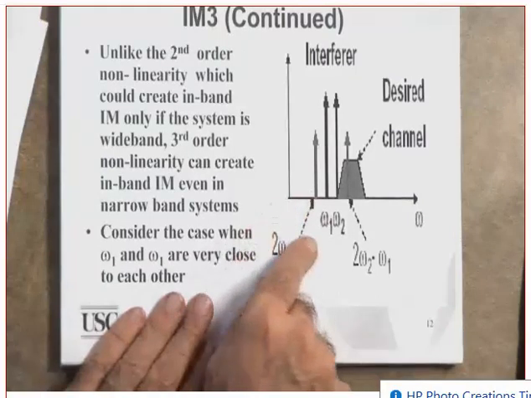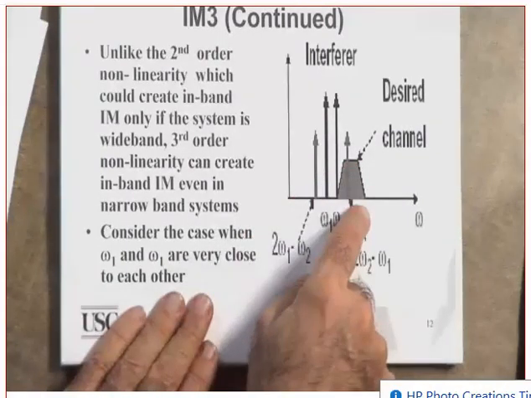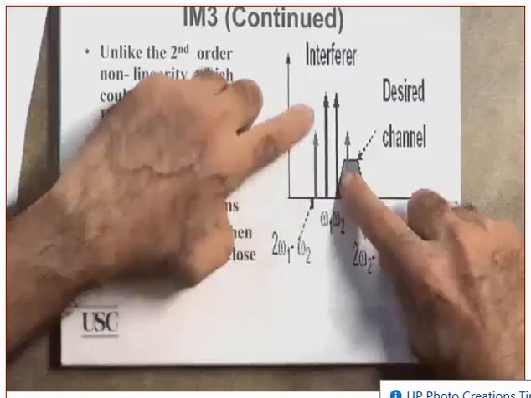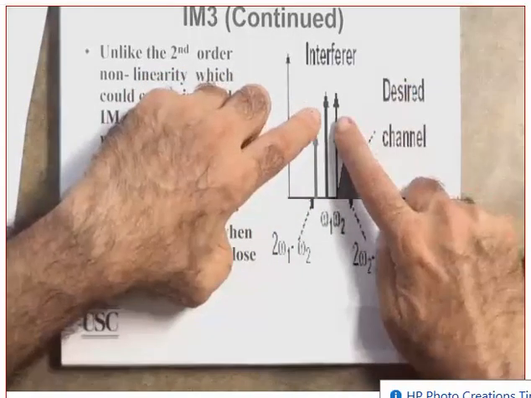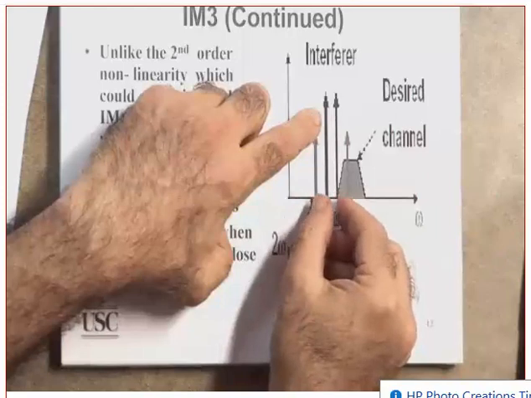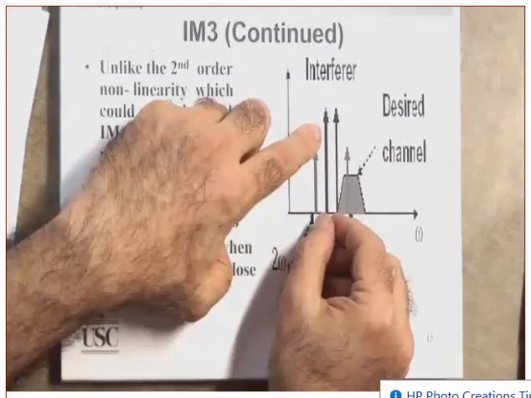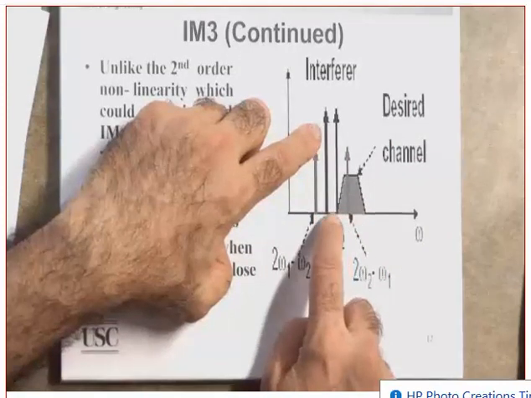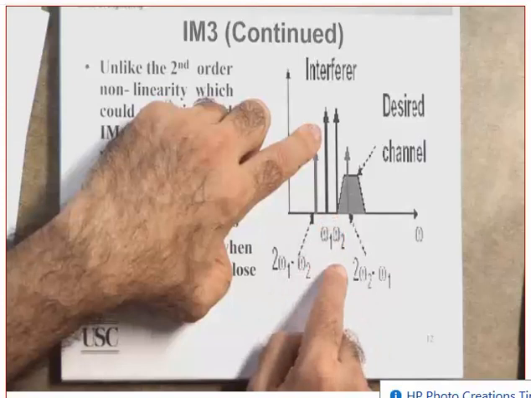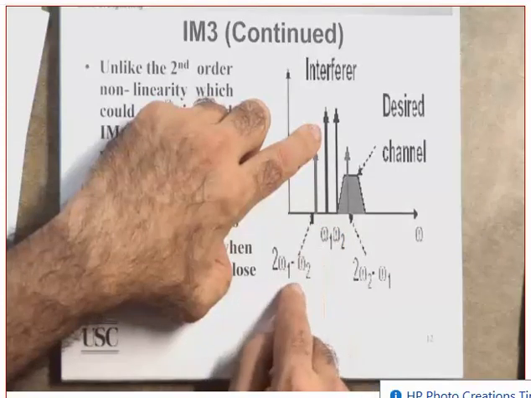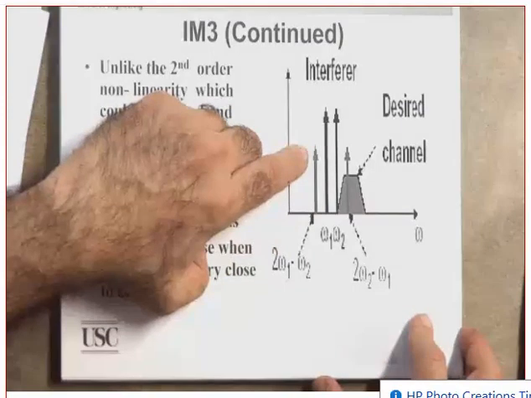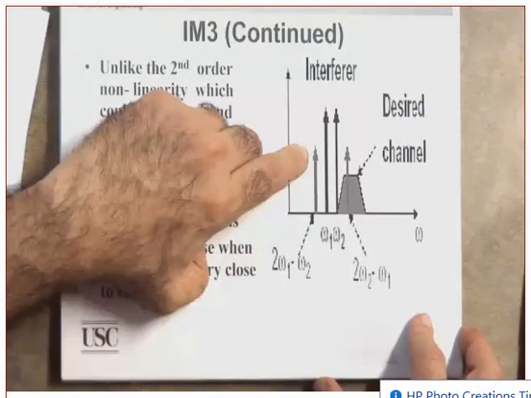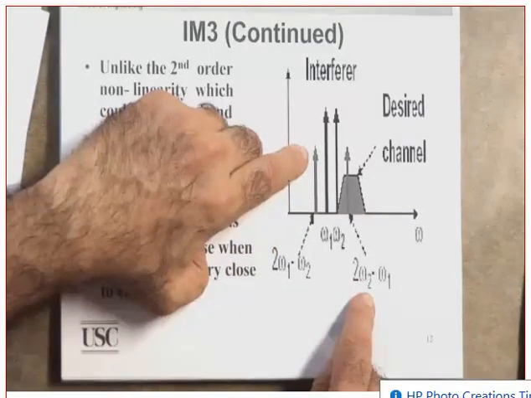Now, let's take the situation here. This is the desired channel. Now, I have these two interferers at omega 1 and omega 2. They happen to be close to each other. Yes or no? Okay. The third order of these, which is 2 omega 2 minus omega 1, or 2 omega 1 minus omega 2. One of them will be here. The other one will be here. Do you agree that the other one will be here?